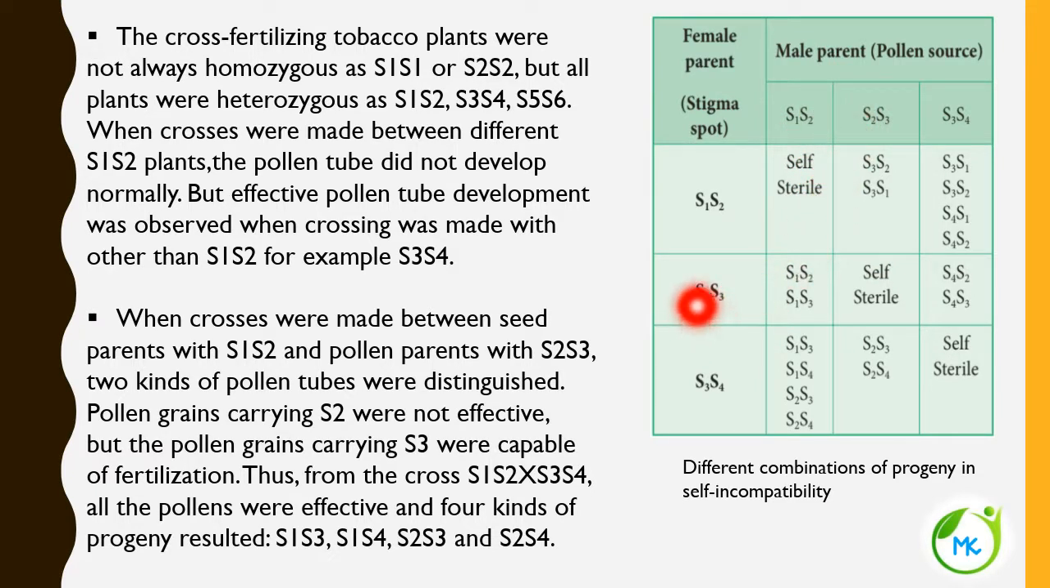So here S2 is there, so only S1 can form the pollen. So the offspring will be S1 S2 and S1 S3. So this is going to be self-sterile, as I've already told you.